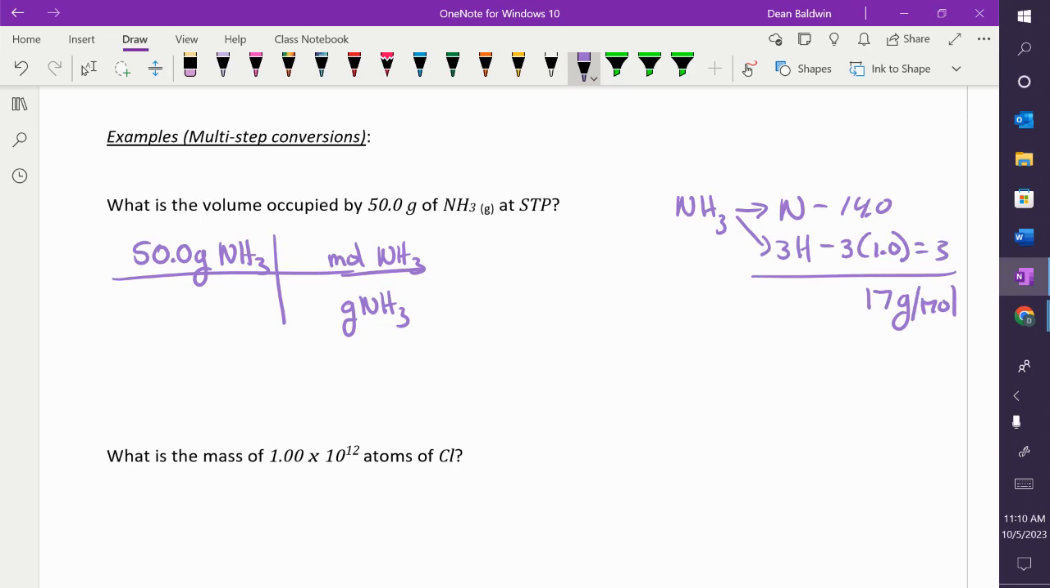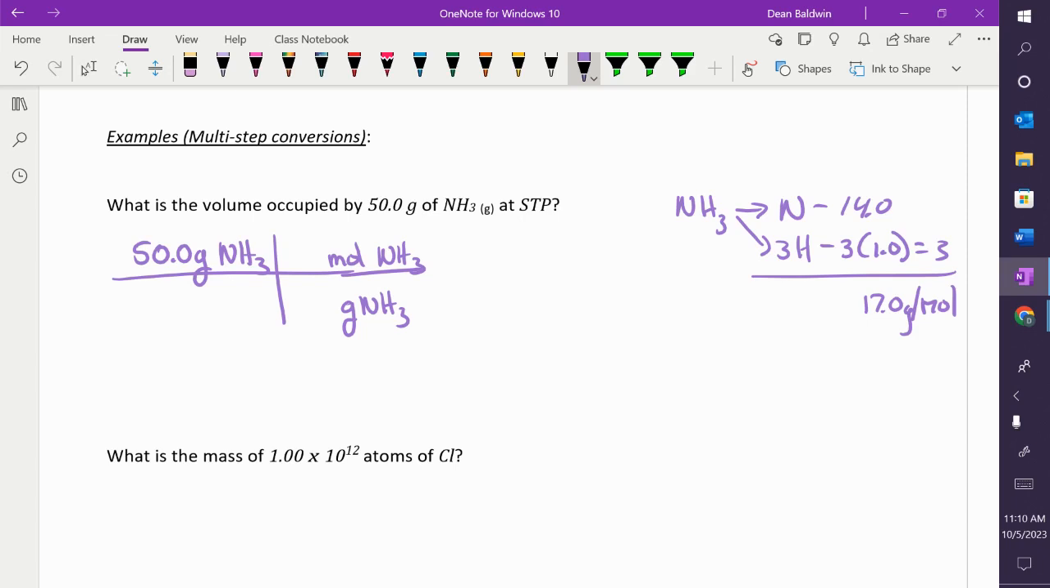It should be 17.0. You're right. 17.0 grams per mole. Okay. This is the molar mass of ammonia. Where do I put it? Where does the number 17 go? Top or bottom? Bottom, right? Because it's 17 grams for every mole.